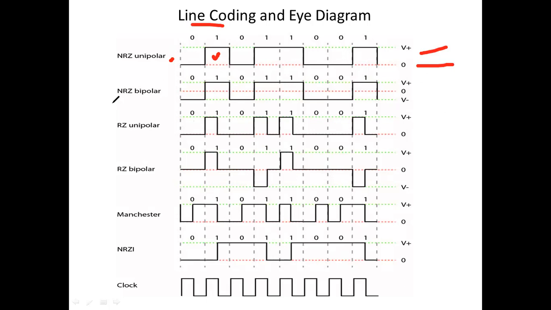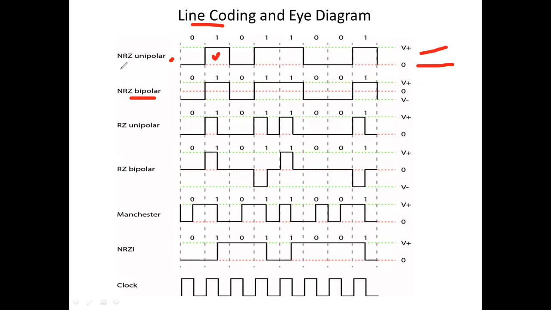So sometimes it makes sense to go for non-return-to-zero bipolar. Here 0 is minus 5 and 1 is plus 5. On the whole, assuming ones and zeros occur with equal probability, the DC content in this is actually 0. You might have heard this during your sixth semester DC course, that it is good to have a code or a spectrum which contains less DC.